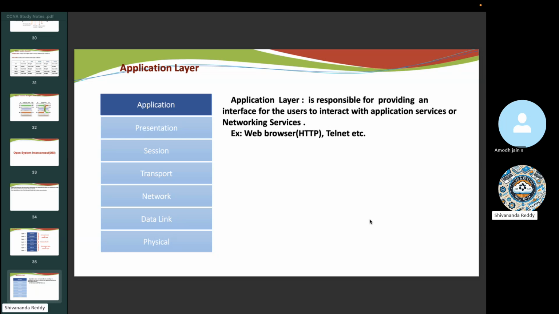Or else the URL can start with HTTPS, or the URL might start with HTTP. Other than these three, no URL starts with anything else. These three components, HTTP, HTTPS and www, are called the application layer. The application layer is responsible for providing an interface for users to interact with application services or networking services, for example web server, HTTP, telnet, SSH, etc.